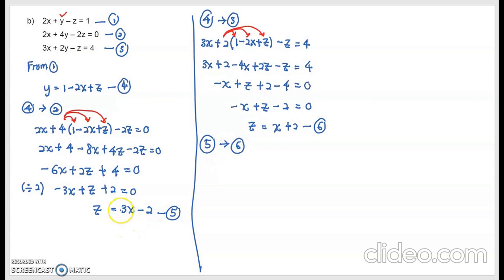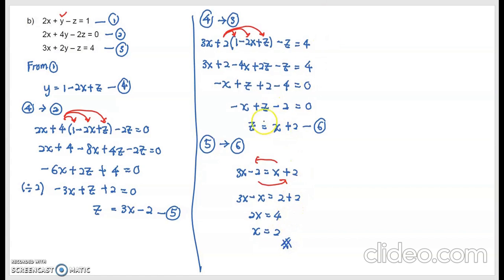So we can compare equation 5 and 6, or I can substitute equation 5 into equation 6, where z in equation 5 is 3x minus 2. So it means that z, I substitute with 3x minus 2, is equal to x plus 2. So try to rearrange the x and the constant. So 3x minus x is equal to 2 plus 2. So 2x is equal to 4. x is equal to 2. Here is our first answer.